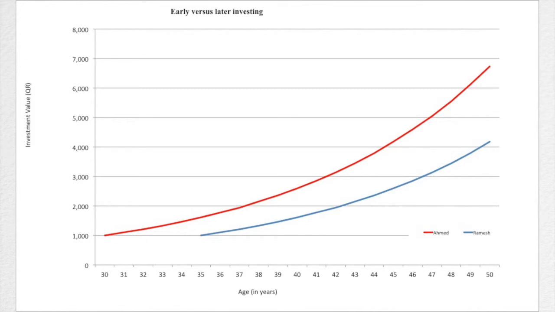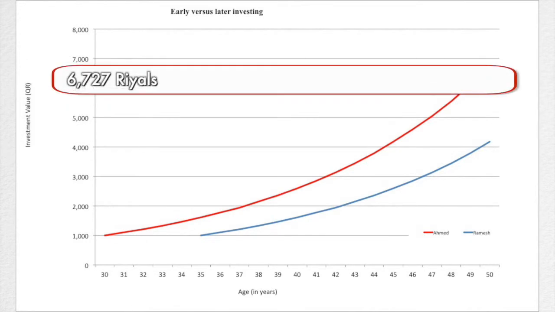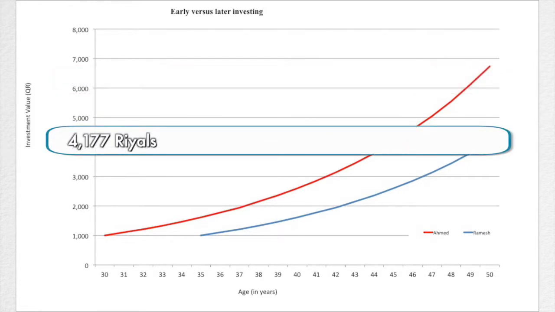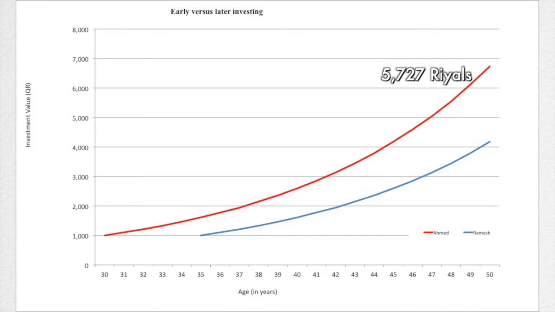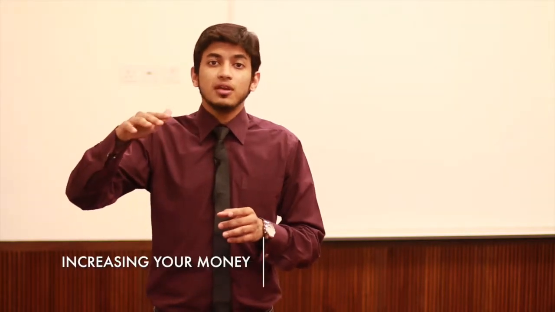When they both reach the age of 50, Ahmed's investment is 6,727 riyals, while Ramesh's investment is valued at only 4,177 riyals, which is lower by 2,550 riyals. Because Ahmed gave his investment more time to grow by investing earlier, he earned a total of 5,727 riyals in interest, while Ramesh earned only 3,177 riyals. When you invest, compounding will increase the growth of your money.